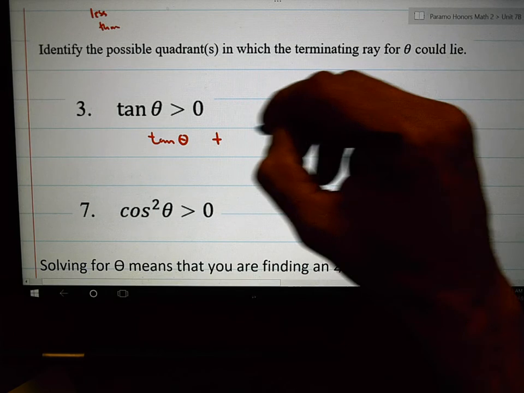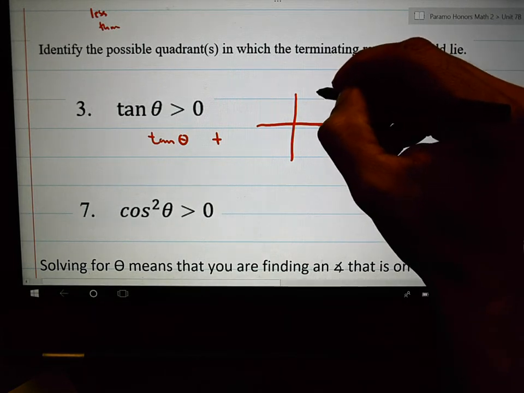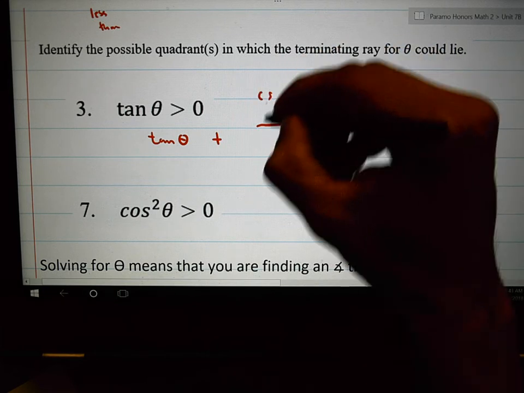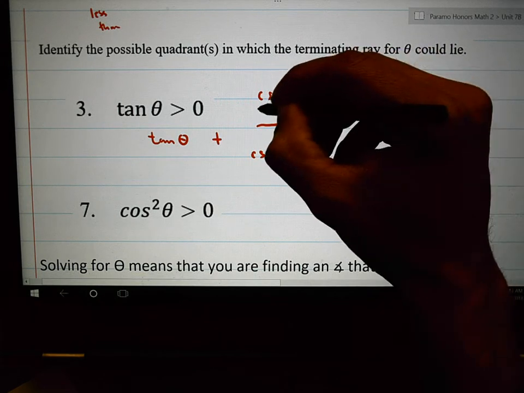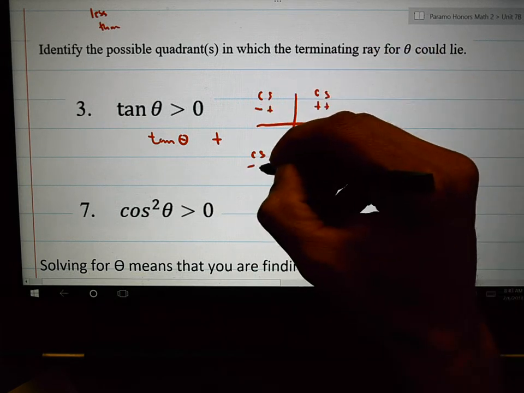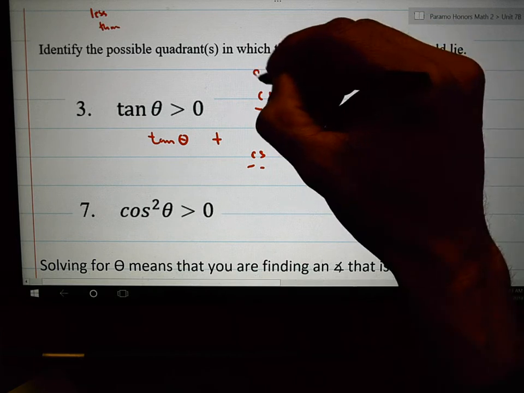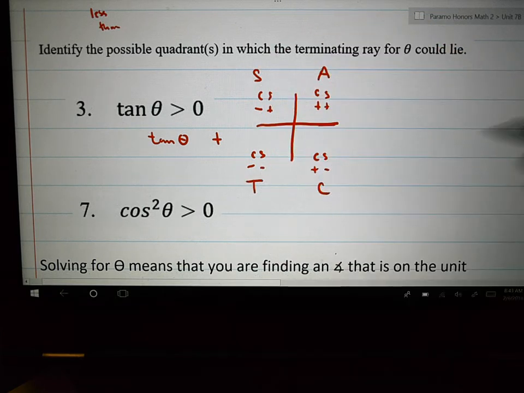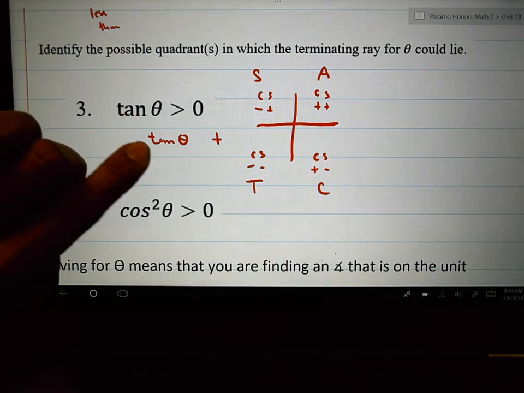And so if you're thinking of the 4 quadrants, you can do this in one of several ways. Some of you will do this in terms of x and y, or C and S, C and S, C and S, C and S. Some of you will think of it like this: positive, positive, negative, positive, negative, negative, positive, negative. Some of you will think of it like this: All Students Take Calculus. What we're looking for is where the tangent is positive.